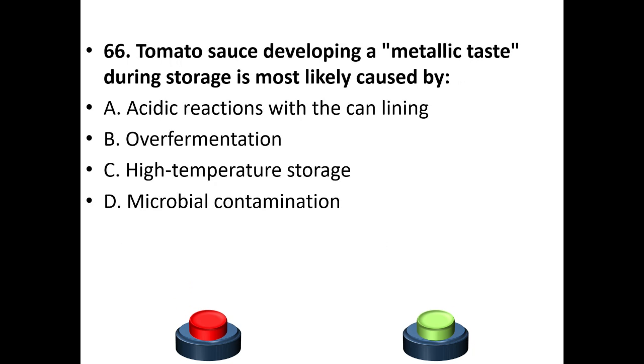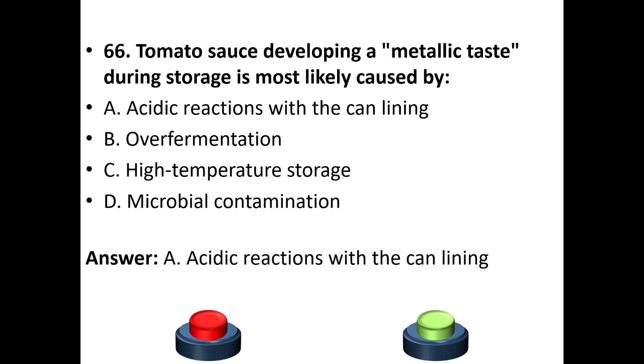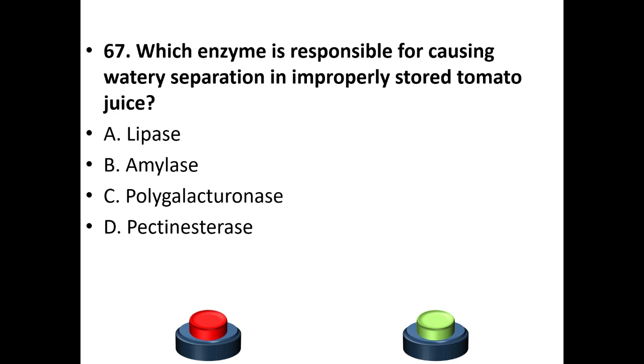Caramelization of sugars. 66. Tomato sauce developing a metallic taste during storage is most likely caused by acidic reactions with the can lining, over fermentation, high temperature storage, microbial contamination. Which is the answer? Your answer is option A. Acidic reactions with the can lining.